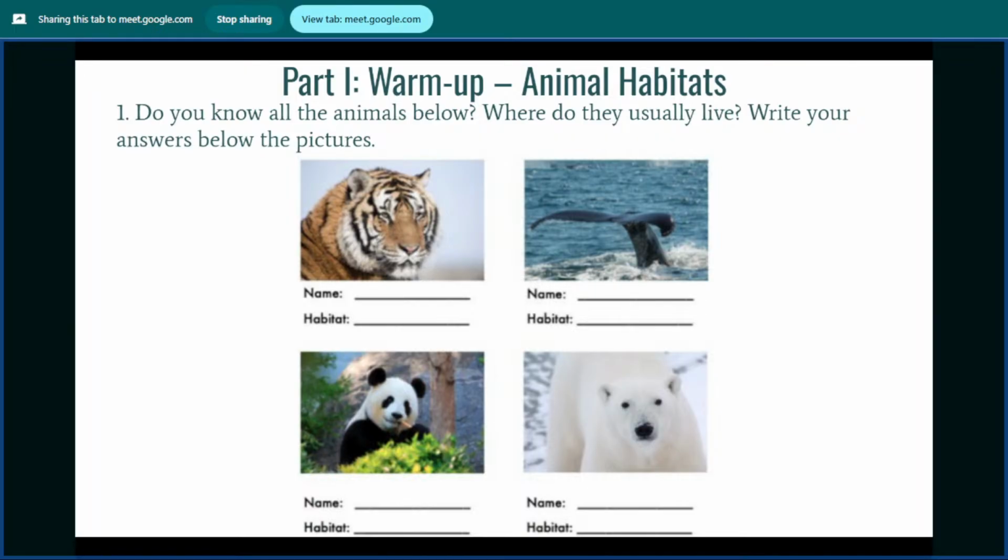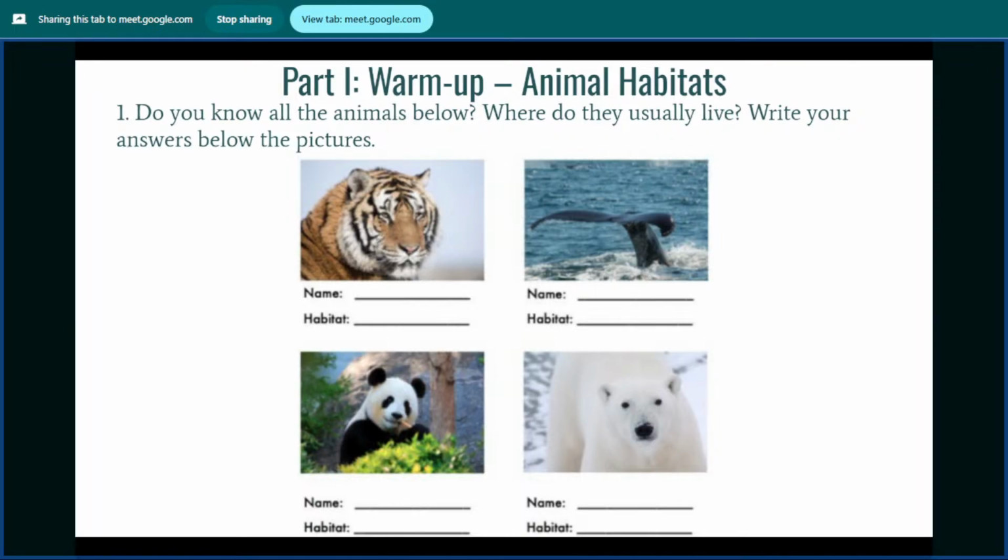Ma'am, I have written about all three, but the last one I don't know the name of that animal. Any guesses? It's polar bear. Yes, it's polar bear. They're found in the Arctic Circle. So the first one is South China tiger. They're found in evergreen forest. The second one is blue whale. They're found in Arctic or Southern Ocean.